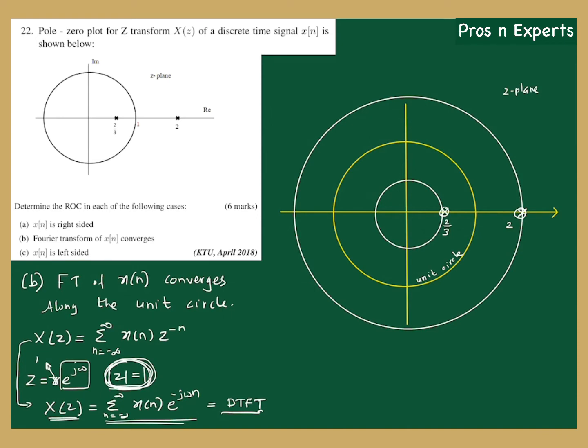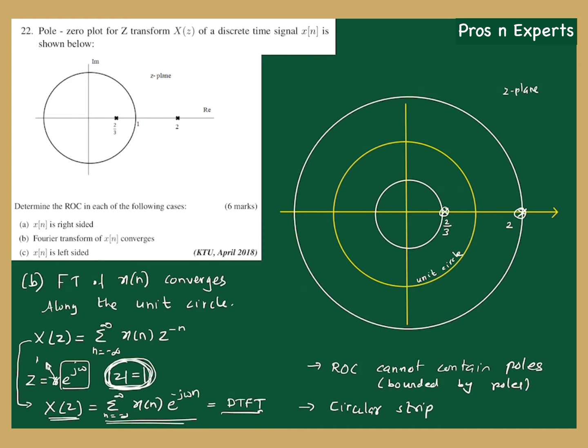For that you have to go through a small point in ROC properties. One is that the ROC cannot contain a pole. Or in other words, an ROC will be bounded by poles. The second thing is that the ROC of a Z transform will always be in the form of a circular strip.